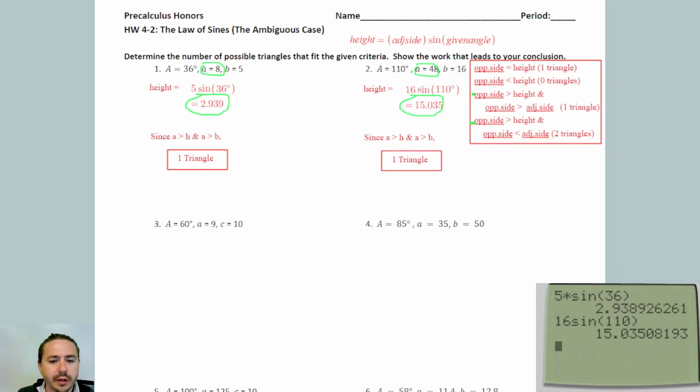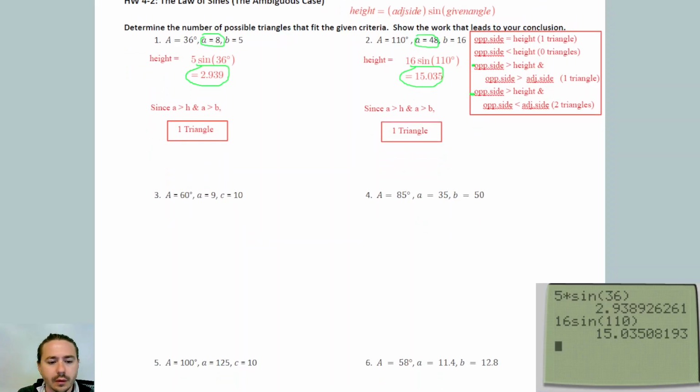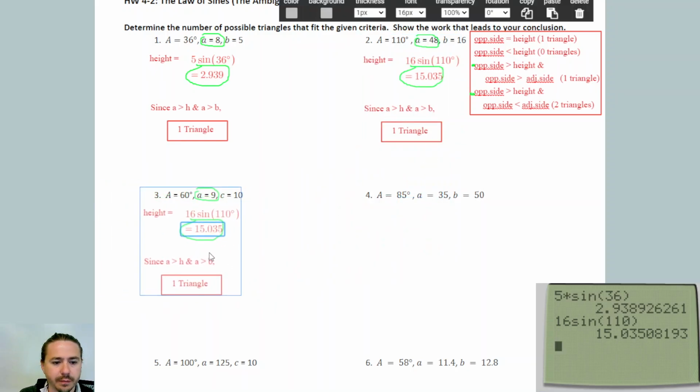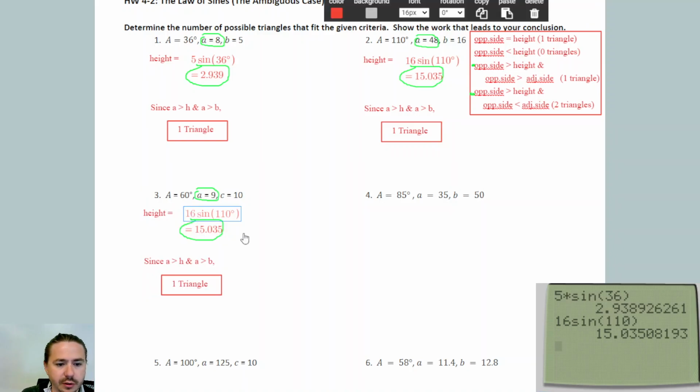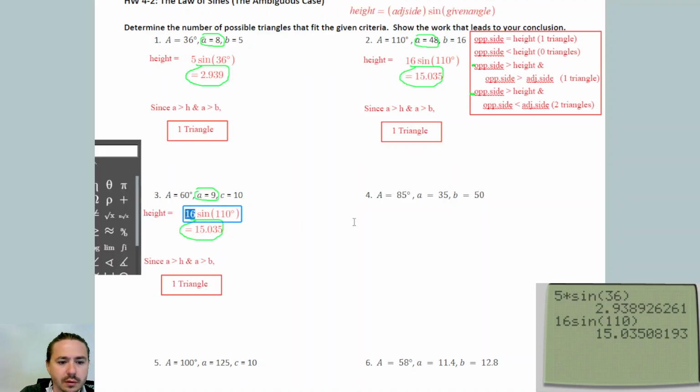All right, for number 3, we are going to do the same thing. We're basically going to do the same thing for all these in this section, where we calculate the height, and we do some comparisons, and just kind of go from there. So the height here is going to be equal to 10 times the sine of 60 degrees, and that equals, I don't know.